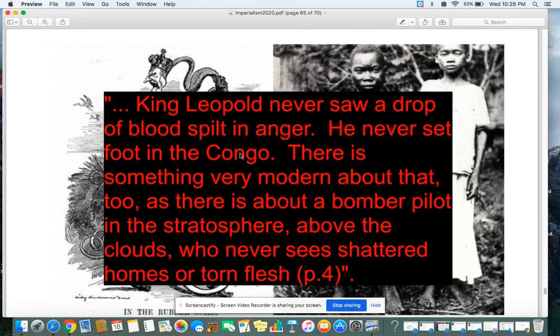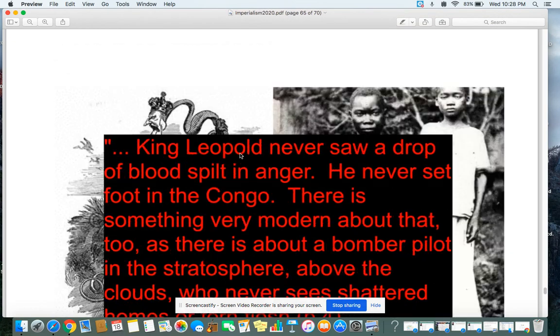And it said, King Leopold never saw a drop of blood spilt in anger. He never set foot in the Congo. The king never went there. And yet he destroyed so many people, and it's kind of like a modern day bomber pilot who can drop a bomb but never see what the bomb does to the people he drops it on.